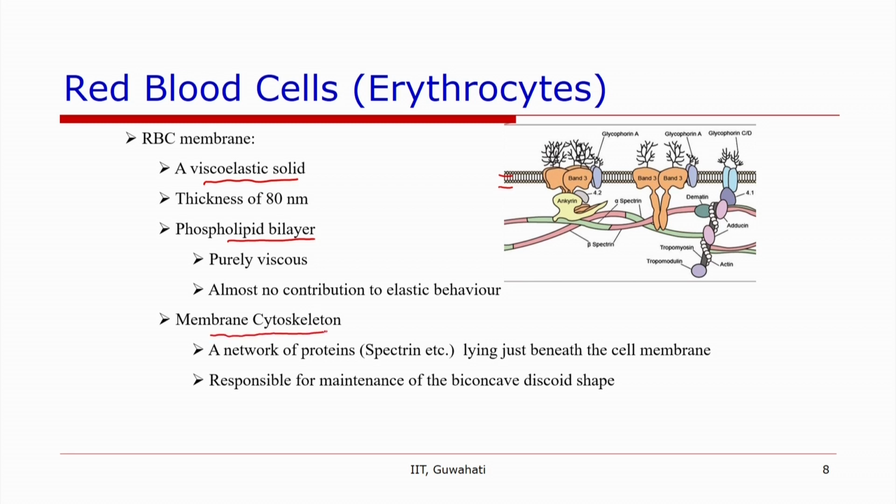Elastic behavior comes from the membrane cytoskeleton, which is a network of proteins just below the lipid bilayer, and this is responsible for the biconcave shape. It gives the shape, whatever shape the RBC has. Biconcave discoid shape, it is responsible for the shape of the RBC. And the thickness of this membrane is about 80 nanometer.